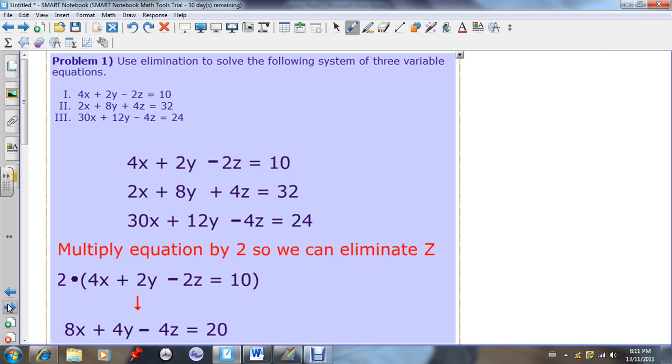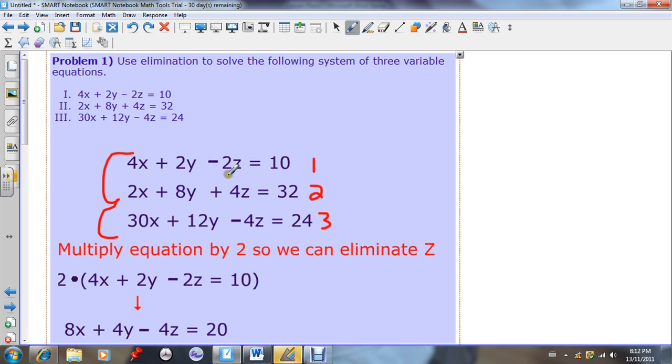Boom! Here's what we got. Problem. Use elimination to solve these. Now, you'll notice in this one that the x's, you got a 4x, 2x, 30x, 2y, 8y, and 12y, 2z, 4z, and minus 4z. Label them 1, 2, and 3. If you do that, you'll see that if you add 2 and 3 together, you'll get rid of the z's, right? But 1 and 2 is going to be a little bit harder.